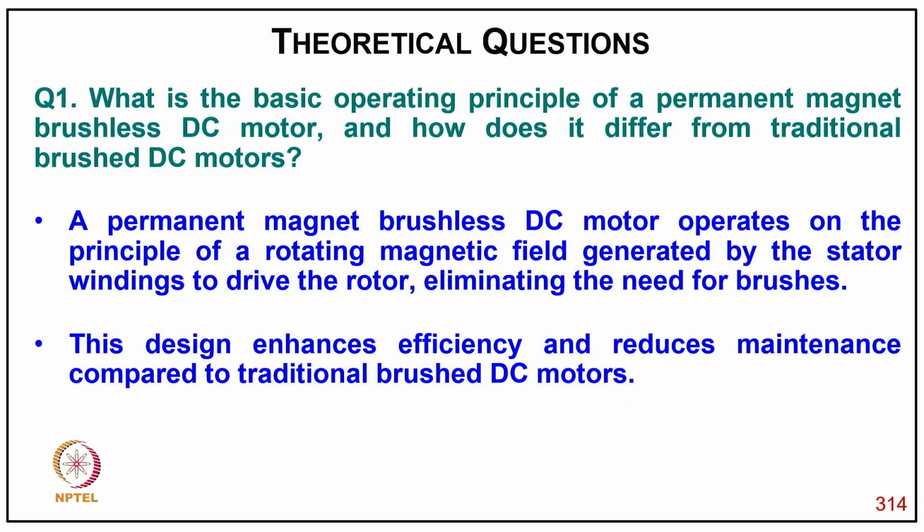A permanent magnet brushless DC motor operates on the principle of a rotating magnetic field generated by the stator windings to drive the rotor, eliminating the need for brushes. This design enhances efficiency and reduces maintenance compared to the traditional brushed DC motor.